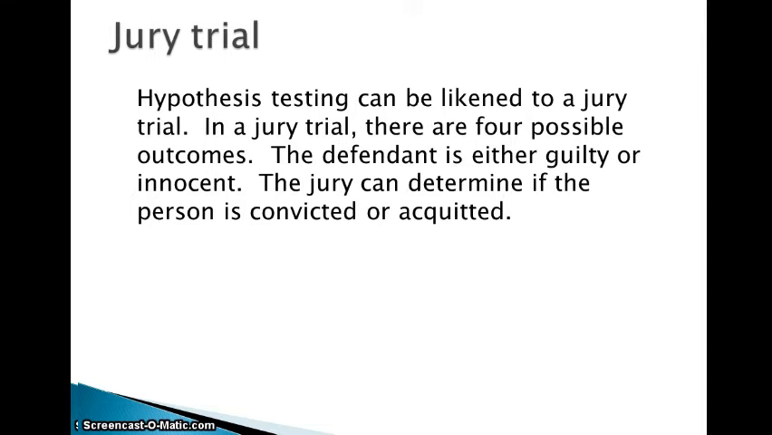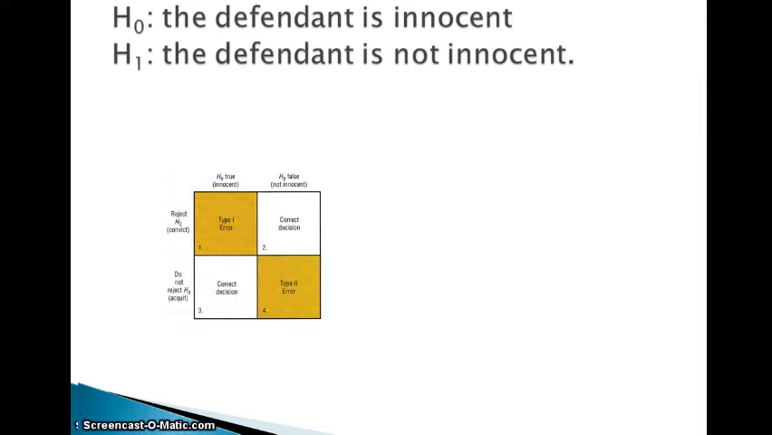And in our example, hypothesis testing likened to a jury trial, there are four possible outcomes. The defendant's guilty or innocent. The jury can convict or acquit. So here, a type 1 error is that they're innocent, but they get convicted. A type 2 error is they're not innocent and they're let go.